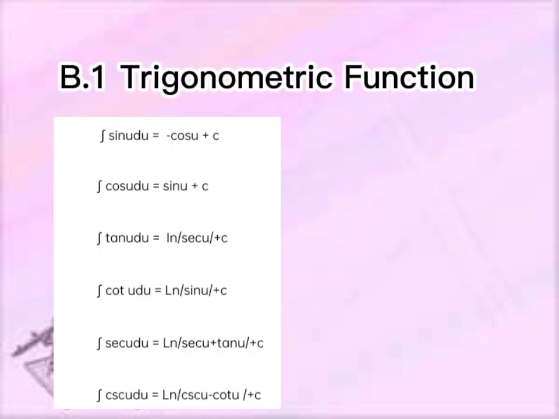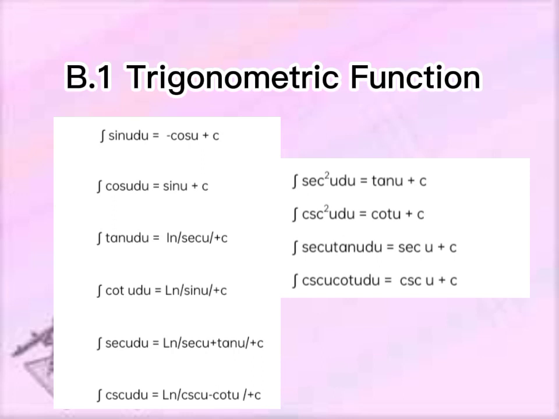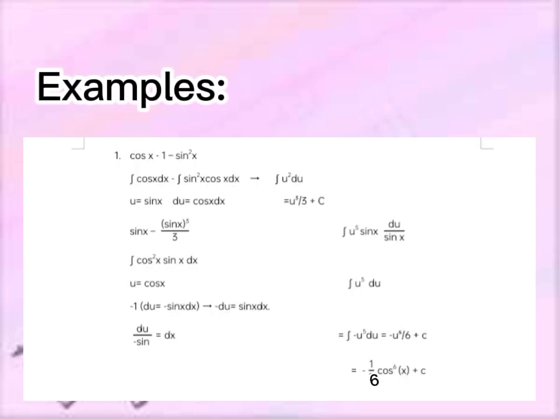Now, let's proceed to the trigonometric function. We have here the formula. So now, this is problem number 1: the integral of cos x times (1 minus sine squared x). We can rewrite it into the integration of cosine x dx minus the integration of sine squared x cosine x dx, into the integration of u squared du is equal to u cubed over 3 plus c. Now, our u is equal to sine x and du is equal to cosine x dx. Now, sine x minus sine x cubed, which is the value of u, over 3.